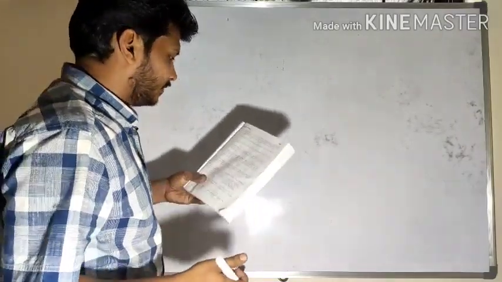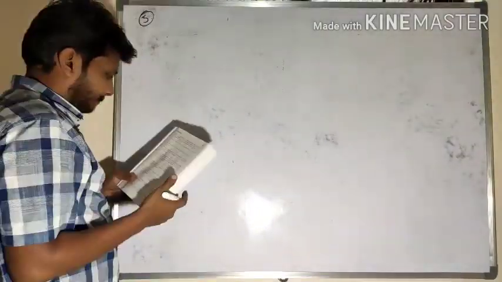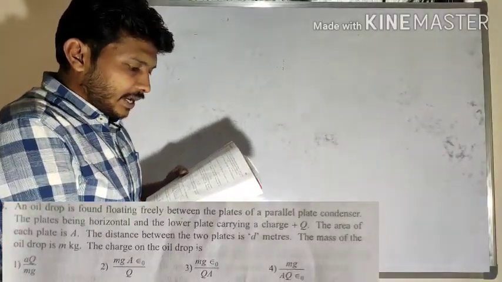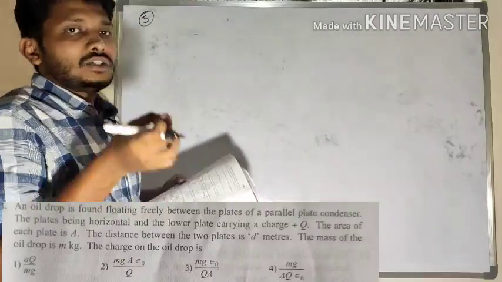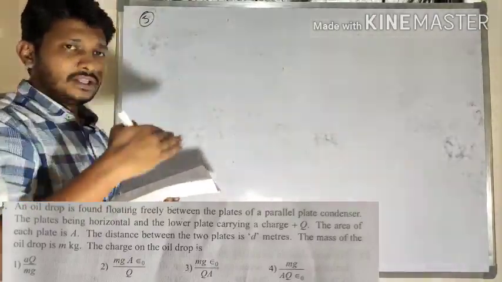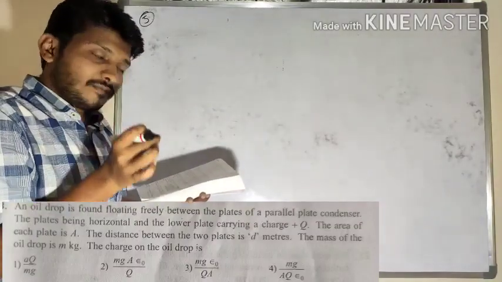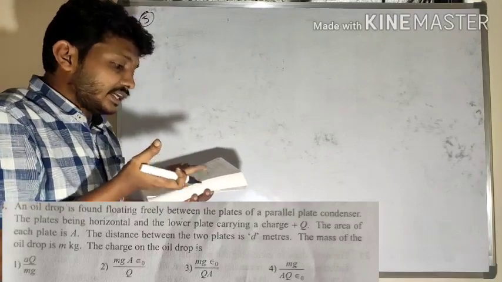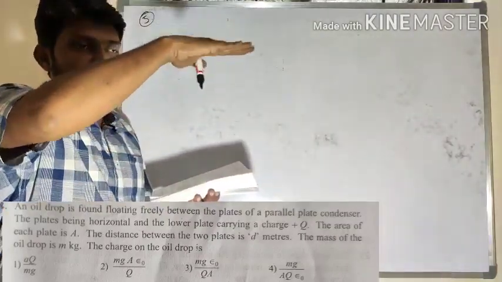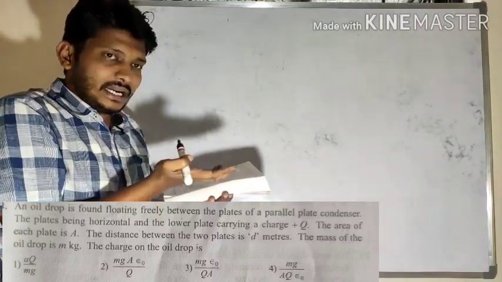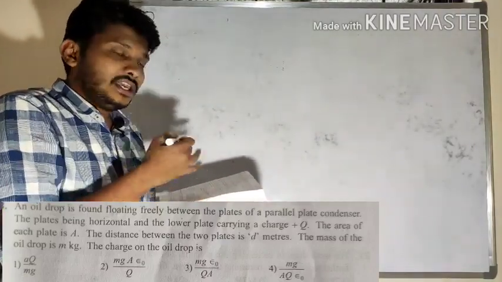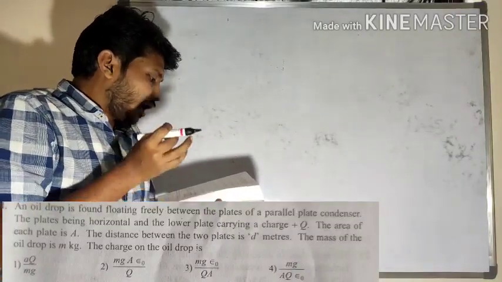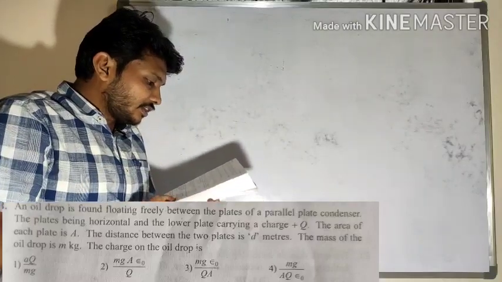Okay, I will read the next question. An oil drop is found floating freely between the plates of a parallel plate condenser. So one parallel condenser is there, and between the two plates one oil drop is floating. The plates are arranged horizontally, with the lower plate carrying a charge of plus q. Area of each plate is A, distance between the two plates is d meters, mass of the oil drop is m kg. Then the charge on the oil drop is.